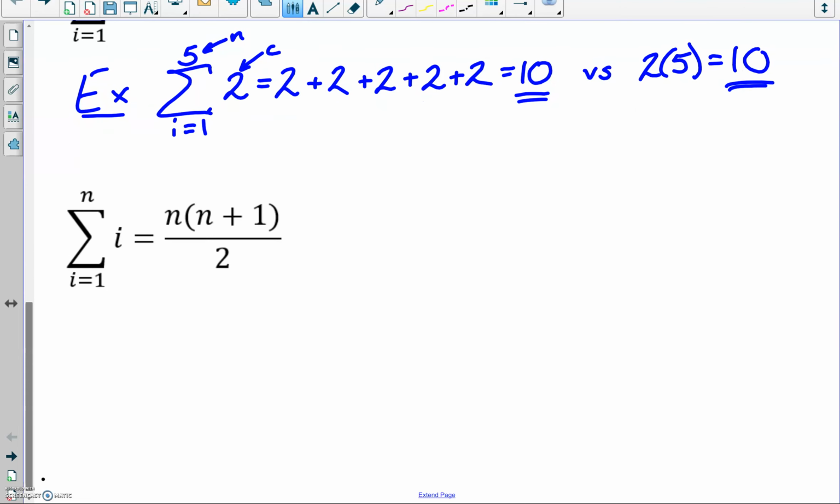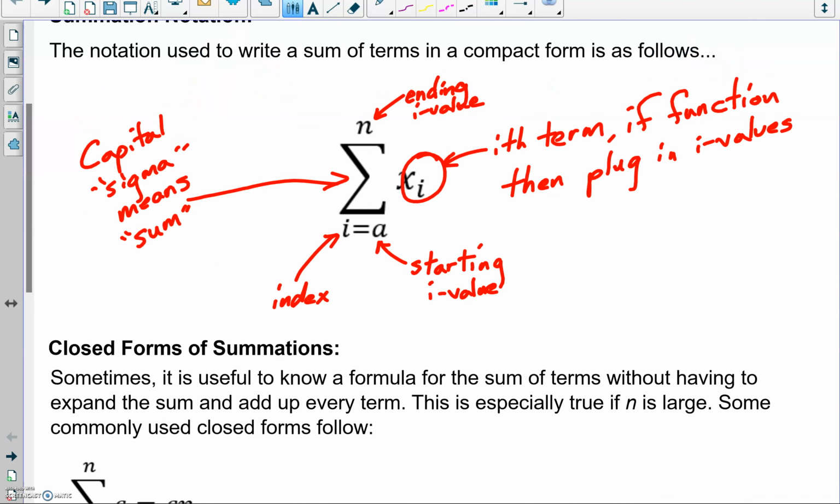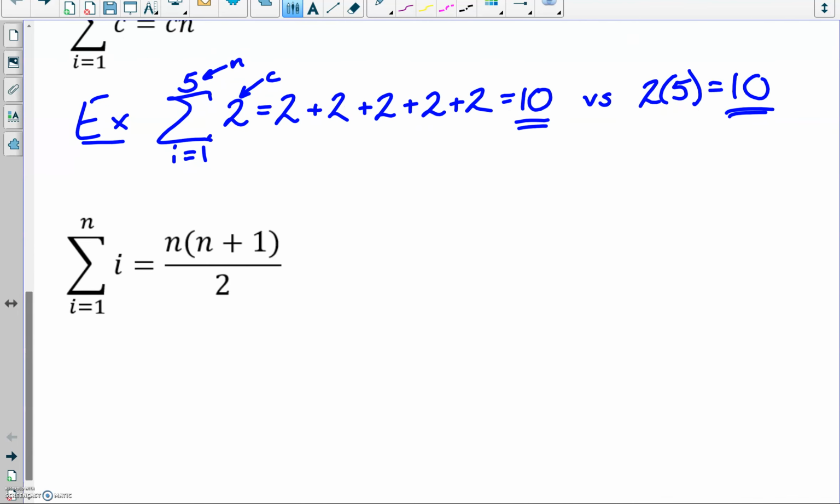Right, so the next one here: if you're adding up all the i's between 1 and n, you can get the total sum by just doing n times quantity n plus 1 over 2. So let's see an example of this.